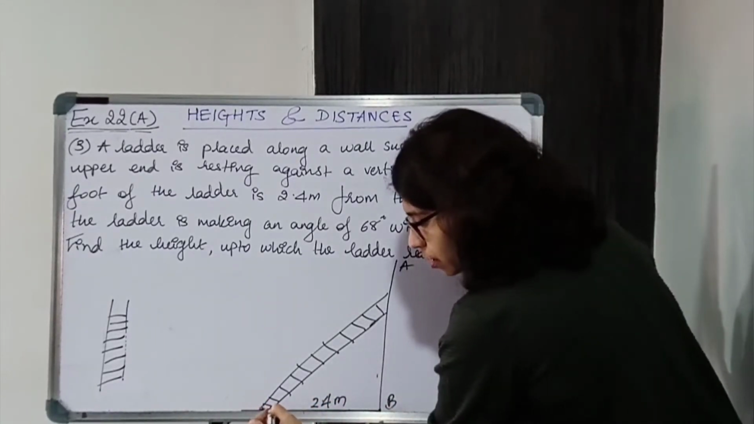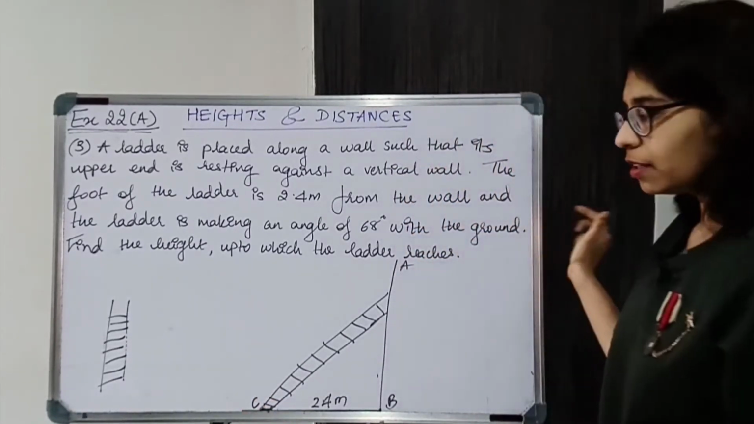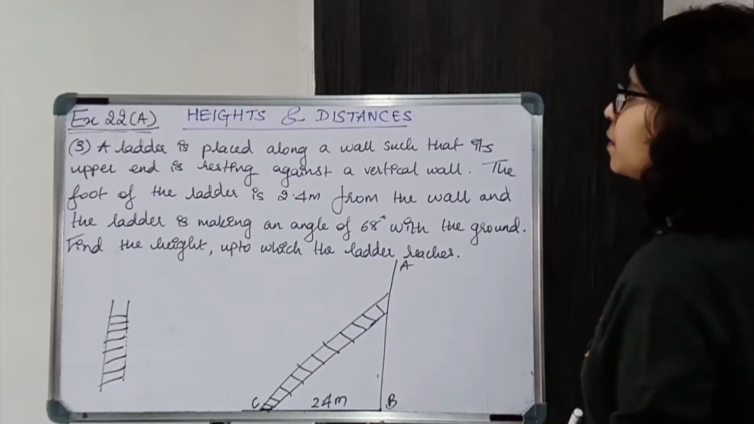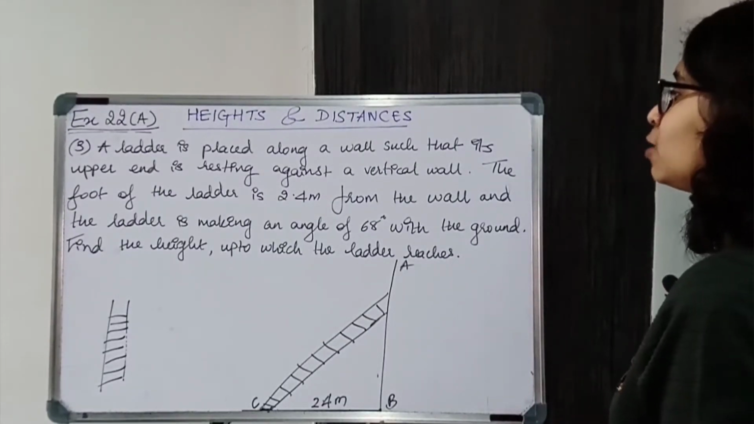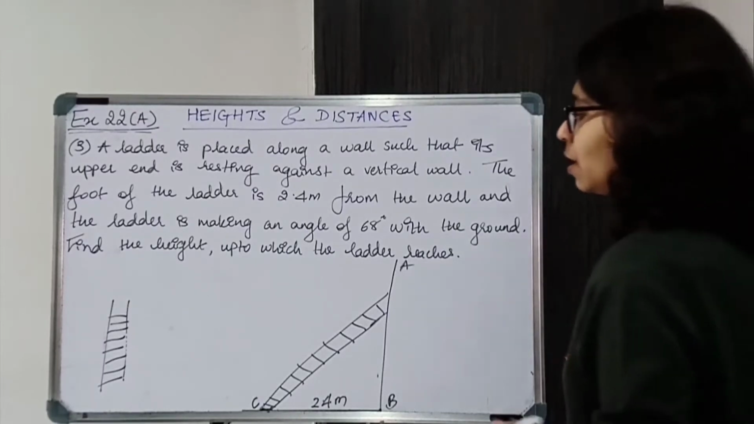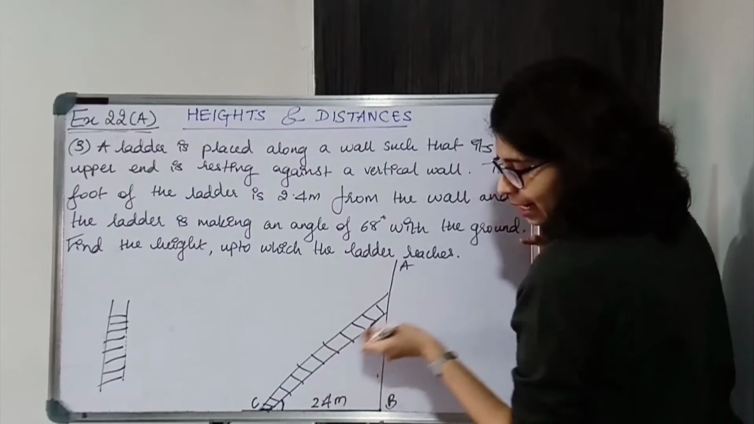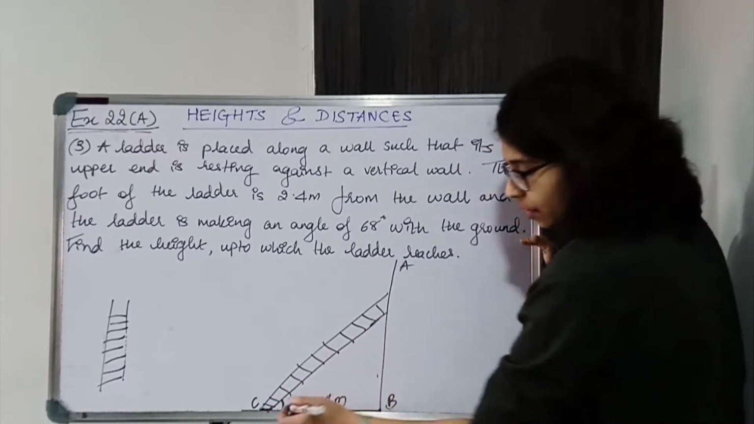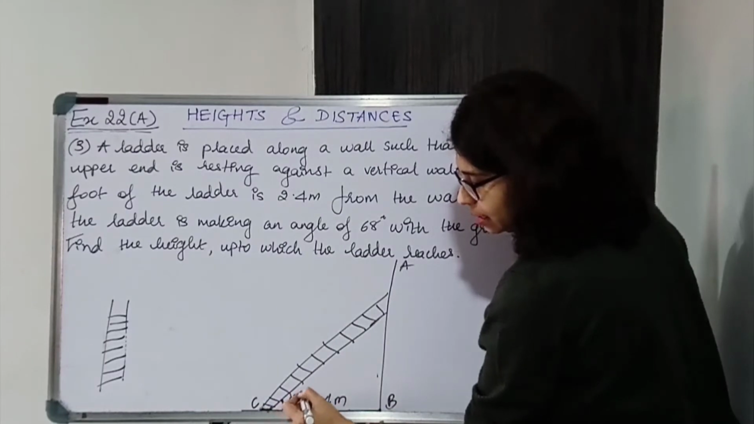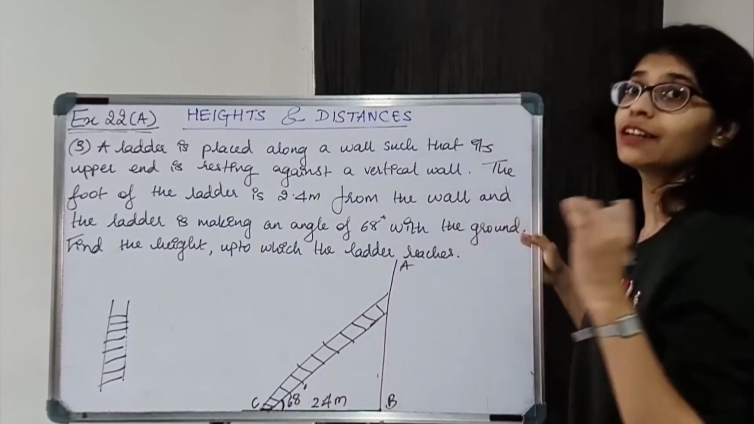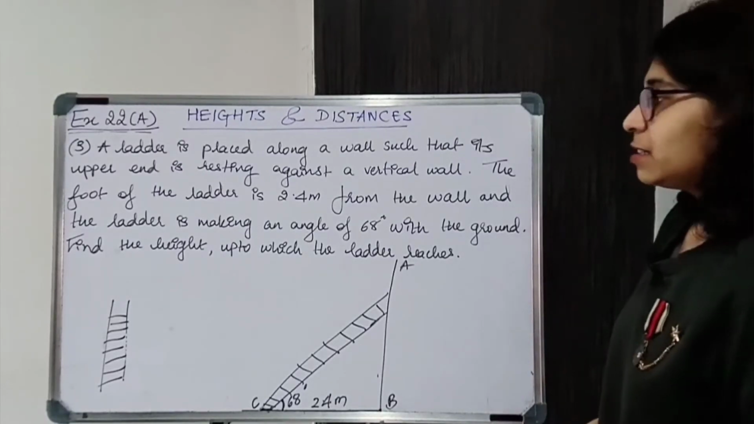So the point where the ladder touches the ground, let it be C, okay. Now the foot of the ladder is 2.4 meters from the wall and the ladder is making an angle of 68 degrees with the ground. This is the ladder, this is the ground. So the angle between the ground and the ladder is 68 degrees. So the angle of elevation we are given, okay. Find the height up to which the ladder reaches.